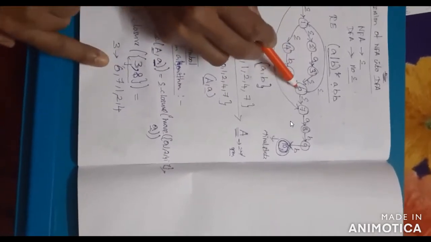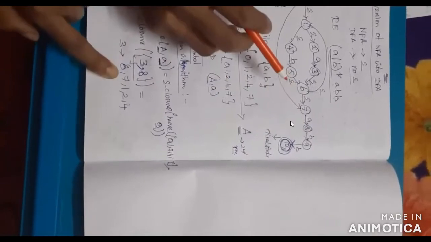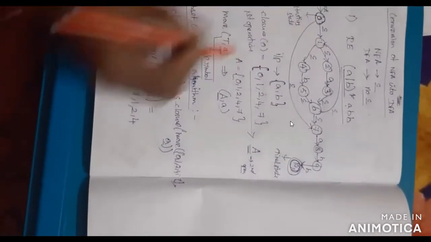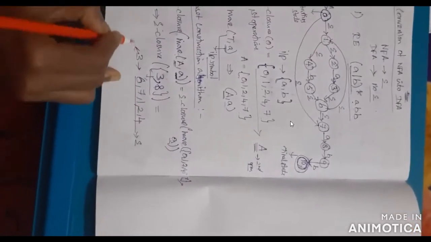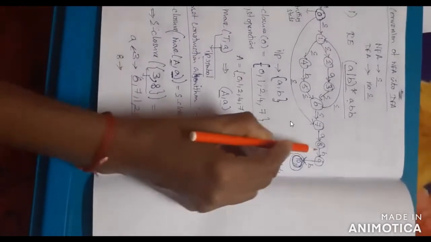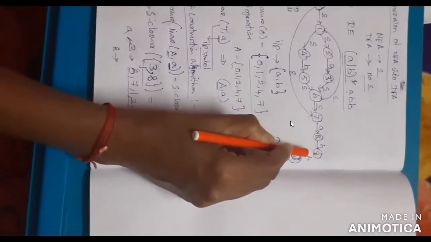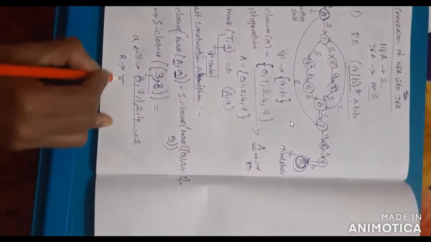6 is empty, you can write. Next 6 can move from 1, and another one is for 7. Both are empty. Next 1. 1 can move to 2 and 4, both are empty. So these are all empty states only, but the input symbol is a. Okay. Next check 8. 8 can be moved to the next state 9, but the input symbol is b, so no need to add. So this has no values.